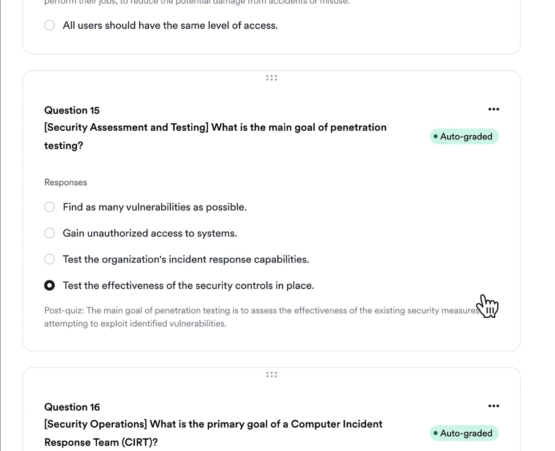Again, main goal. So finding as many vulnerabilities as possible, a pen test won't do that. Gain unauthorized access to systems? It will, but that's not the main goal. Test the organization's incident response process? That's also a secondary goal, but the primary one would be to go and effectively check the security controls in place to see if they are set up so that they can protect from exploitation.